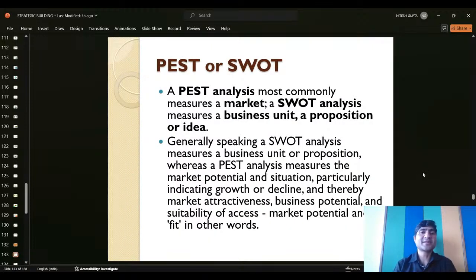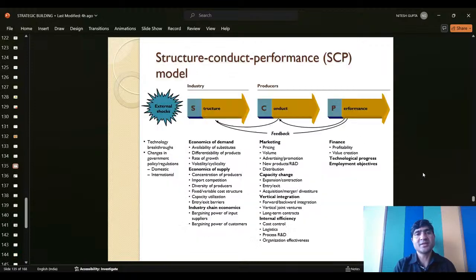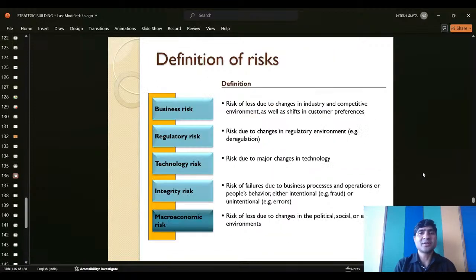So PEST versus SWOT. A PEST analysis most commonly measures a market. A SWOT analysis measures a business unit, a proposition or idea. So generally speaking, a SWOT analysis measures a business unit or proposition, whereas PEST analysis measures the market potential. So this is how your things look like.